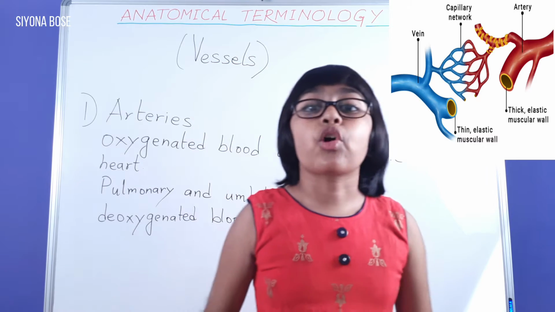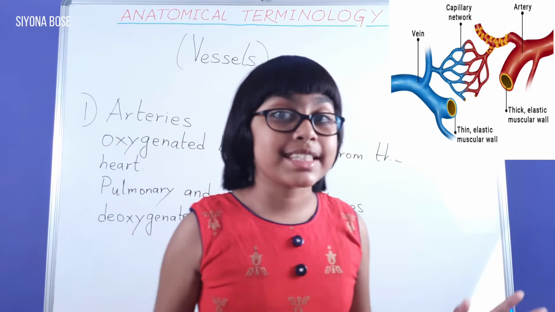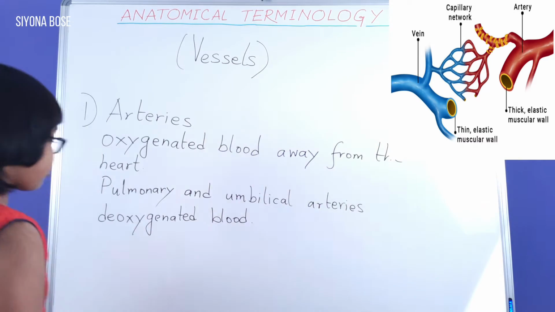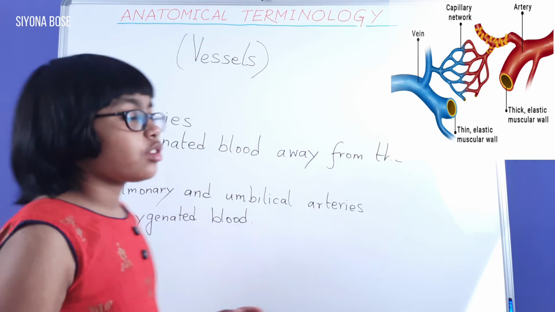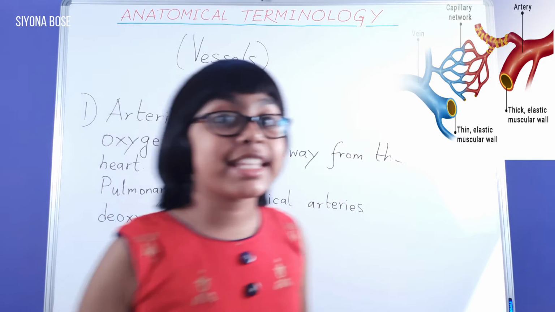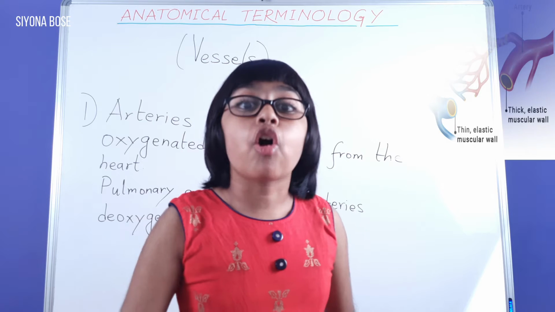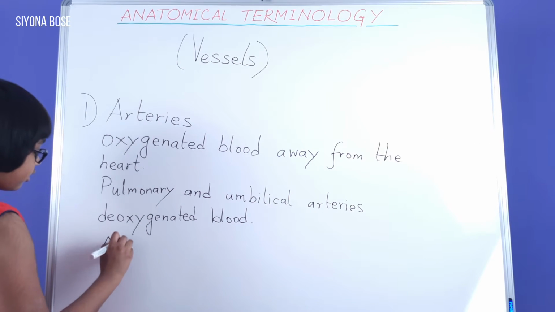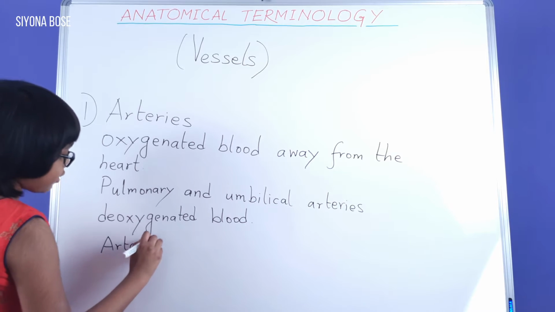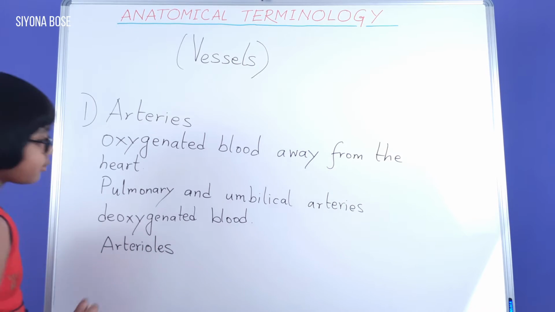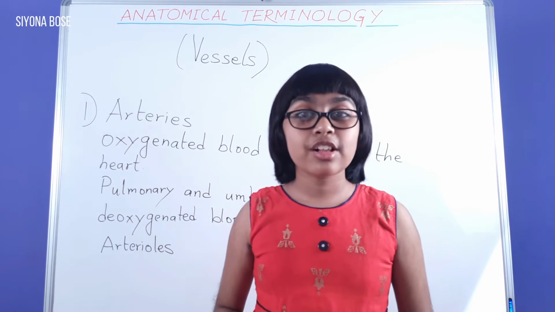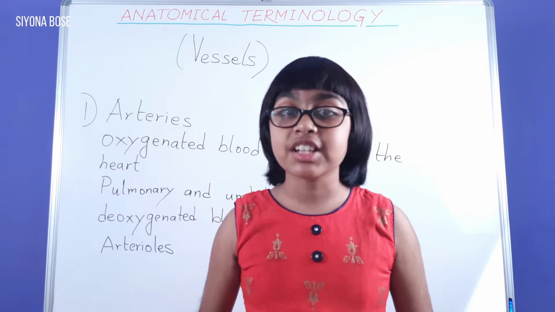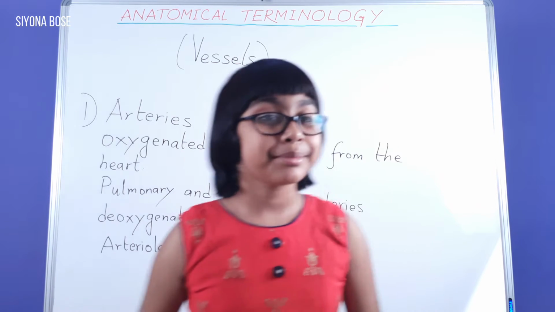These arteries are similar to trees because they have branches, and these branches are called arterioles. So now you may take a look at the board before we move on to our next few terms.